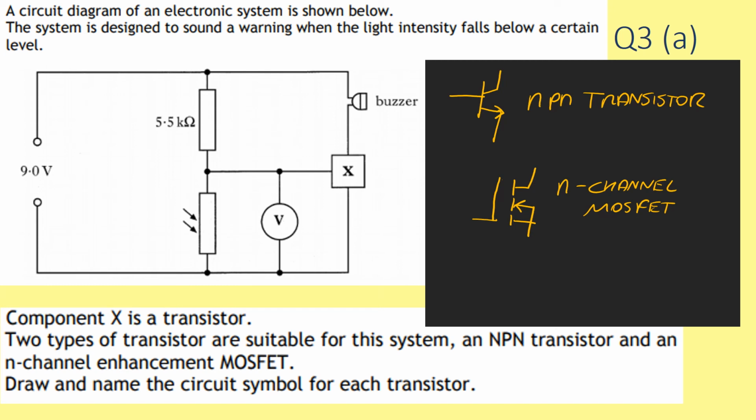Now we do have other types of transistors. We do have PNPs and we do have P-channel MOSFETs. However, the N-channel MOSFET and the NPN transistor are the ones that they're laid out within the National 5 guidance for you to be able to state.